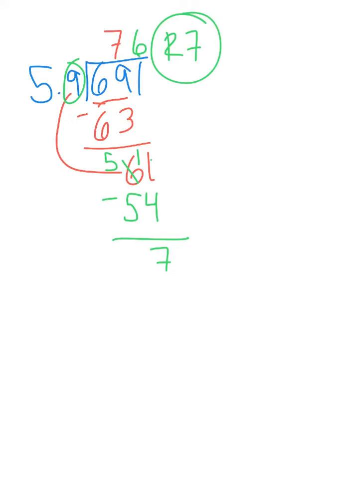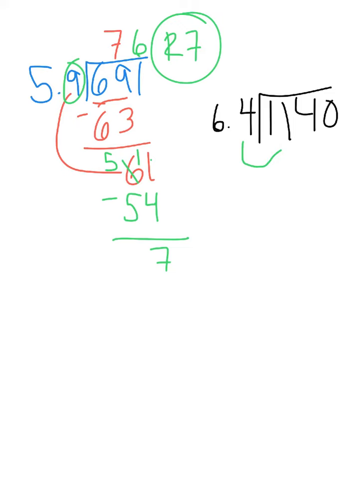Last, we're going to do our last problem, number 6. I'm going to write it over here where I have some room. We have 1,140 divided by 4. Well, 4 cannot go into our first one, so there will be no digit over that answer. How many times does 4 go into 11? 4 goes into 11 twice. 4 times 2 is 8. We're going to subtract and get 3.